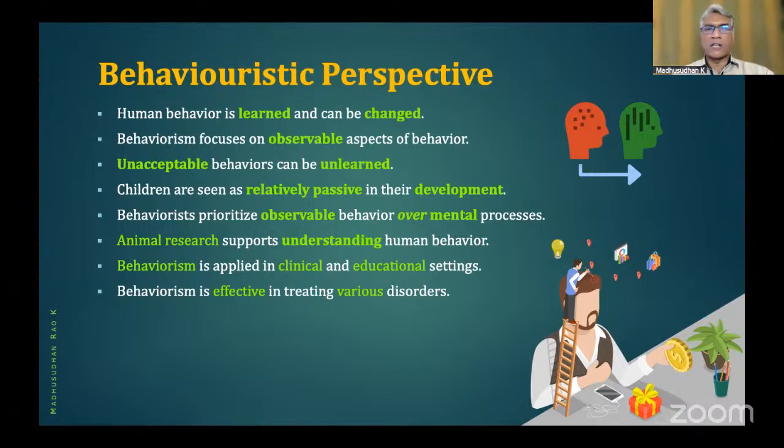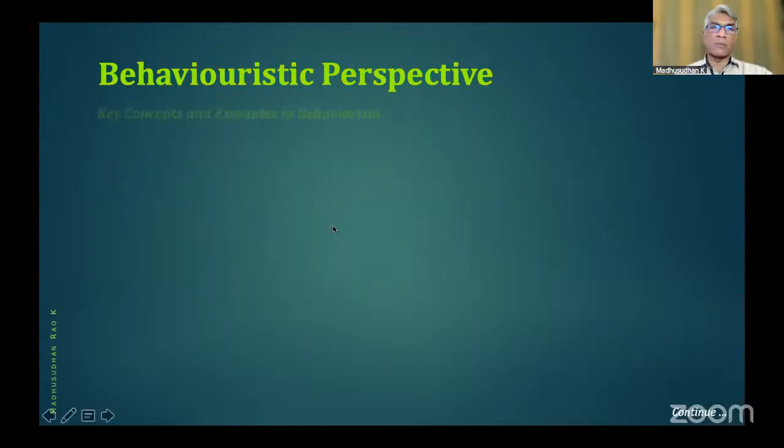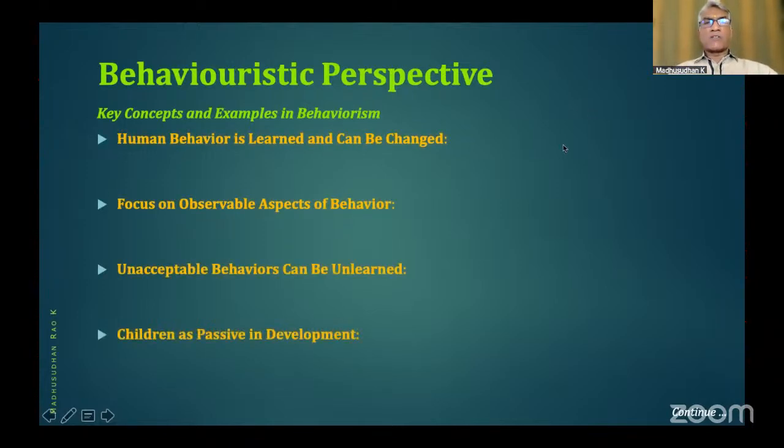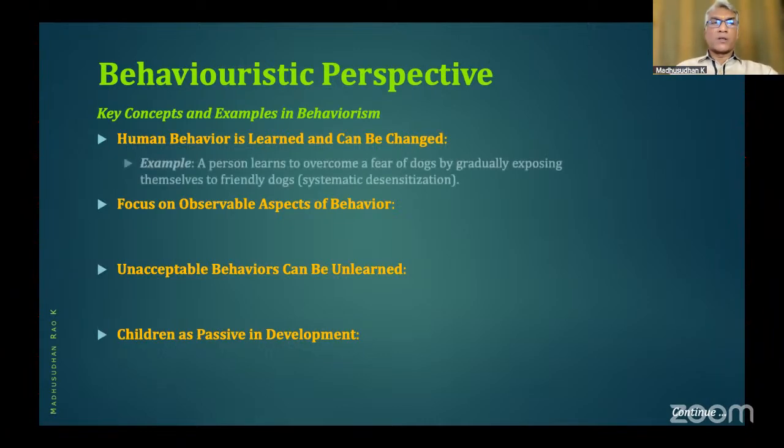Children are seen as relatively passive in their child development. Observable behavior is prioritized over mental process. Animal research supported understanding human behavior. Behaviorism is applied in clinical and educational settings too. Behaviorism is effective in treating various disorders. Now let us try to understand them in depth. Behaviorist perspective: what are the key concepts and examples of behaviorism? Human behavior is learned. For example, a person learns to overcome a fear of dogs by gradually exposing themselves to friendly dogs. It's systematic desensitization.